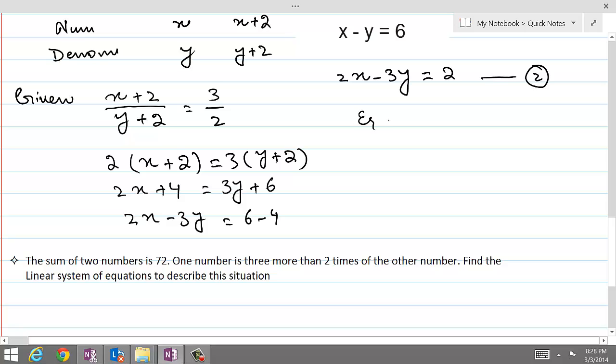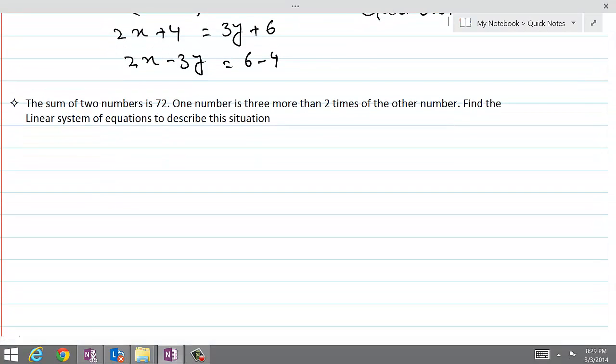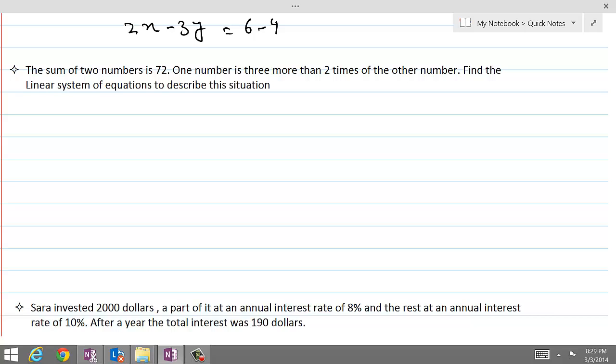So equation 1 and 2 make the system of linear equations. So this is what we wanted to do. We needed to transform an ordinary English language into a mathematical language, which we have produced in the form of two equations. We call them equation 1 and equation 2. And now the next one.